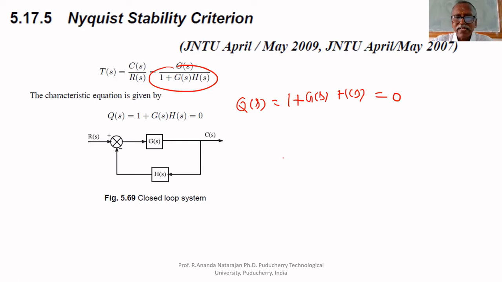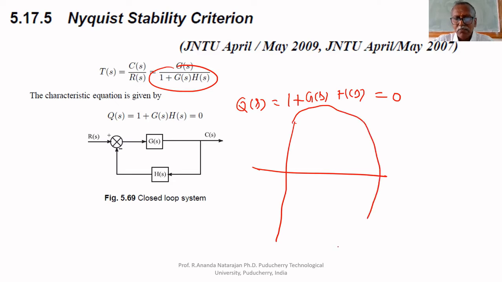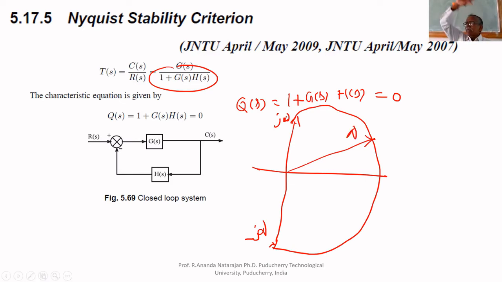Suppose I am selecting a contour in such a way that the entire right hand side plane is taken. It means I am taking up to j infinity here and up to minus j infinity here, with a circle of radius infinity. It means the entire right hand side plane is taken as the contour.